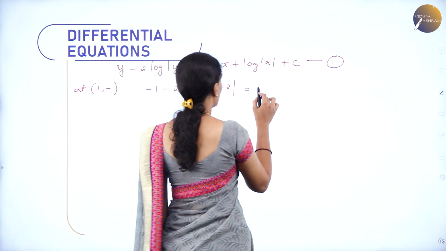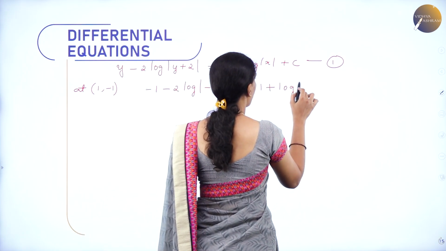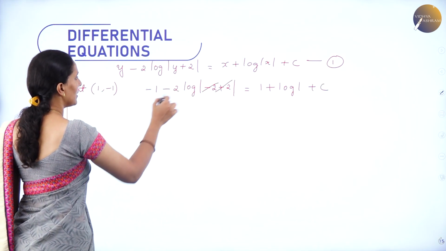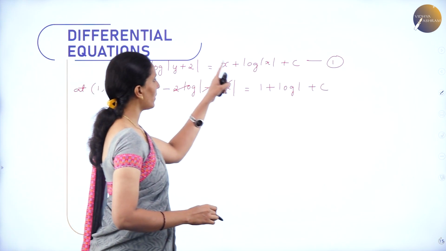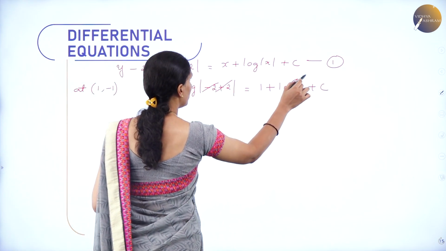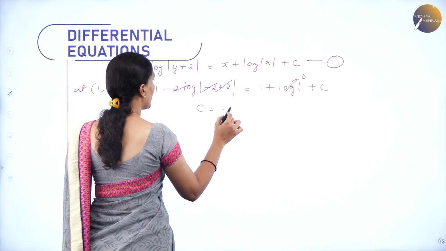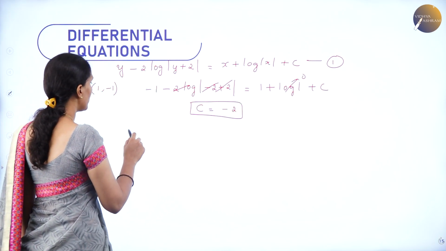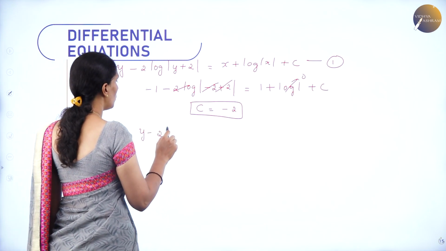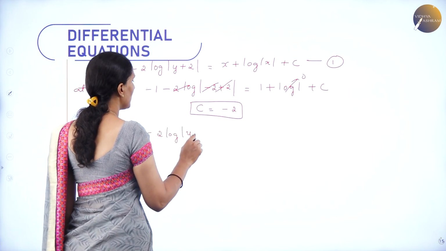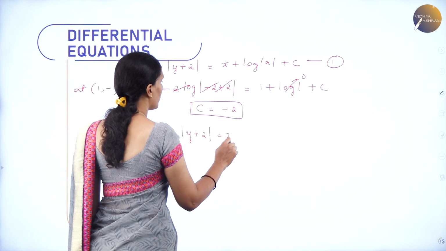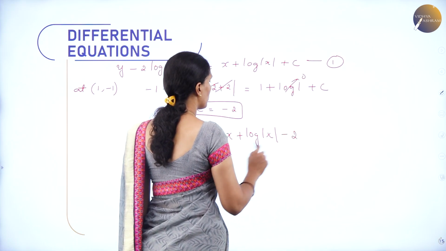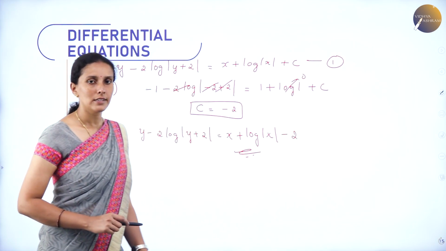X should be taken as 1 plus log 1 plus c. So this becomes 0. So completely this becomes 0. Next we have minus 1. So here this is also 0. So c is equal to minus 2, I will get. Now substitute the value. So therefore it is y minus 2 log y plus 2 is equal to x plus log mod x minus 2. So this is the required solution.